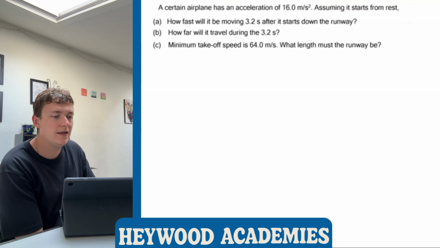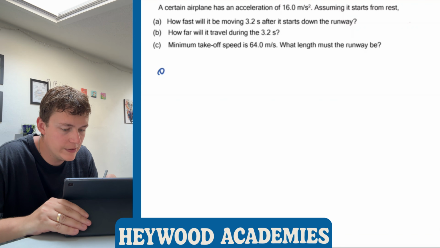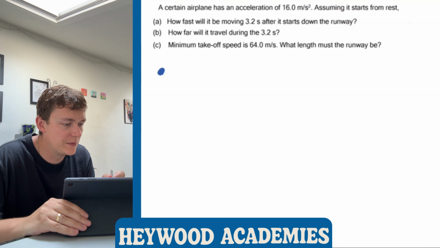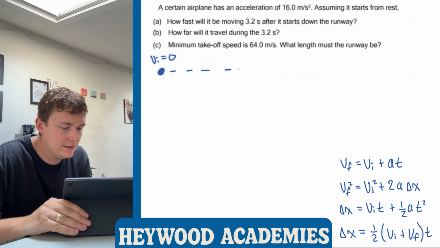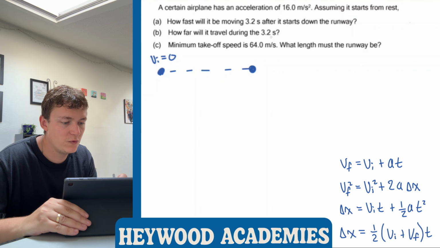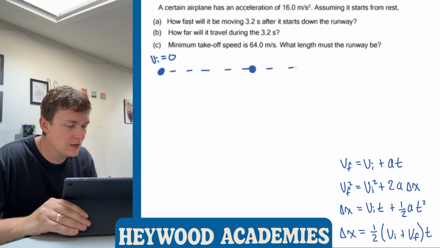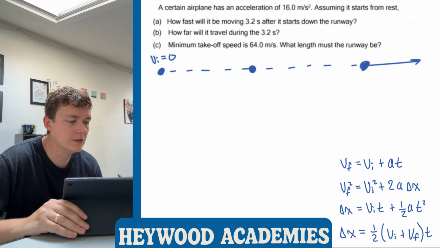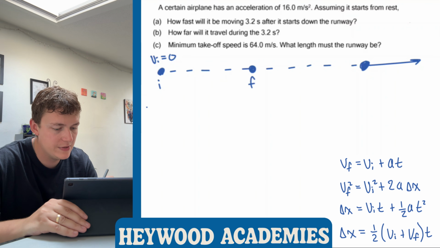So we can divide this up into some separate sections here. First of all, we've got our airplane, which starts off from rest, so initial velocity is 0, then goes along the runway, and at this point, 3.2 seconds has passed. Then I'm assuming later on down the runway, it's going to be moving at a big speed for part C, so we'll leave that part out here for now. Let's just say that this is our initial and final for part A and B.